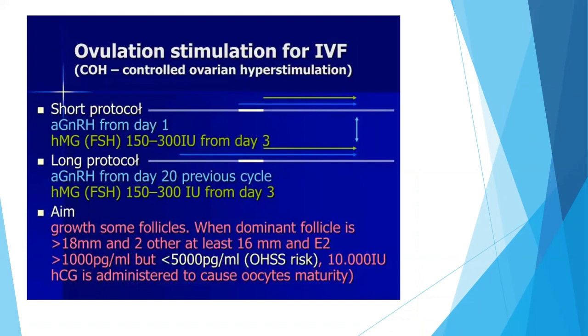The ovulation stimulation for IVF is by a short protocol of GnRH from day 1 or FSH from day 3. We can go for a long protocol, which is GnRH from day 20 of the previous cycle, with FSH of 150 to 300 from day 3.